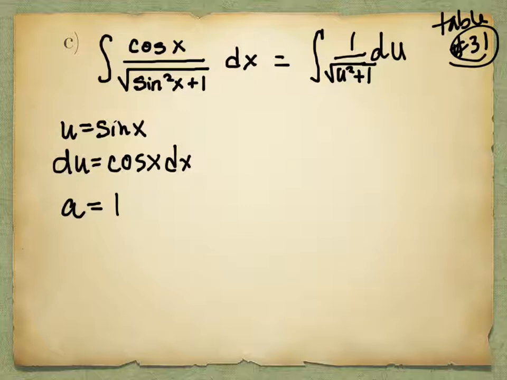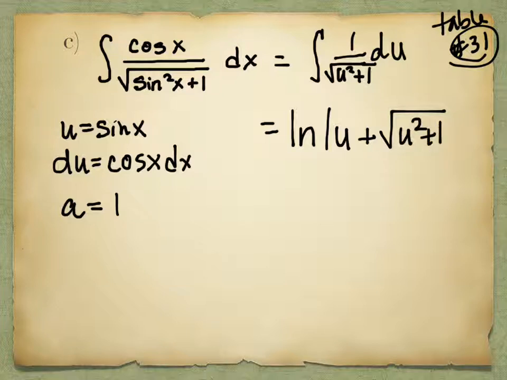This one, the order stays the same. It still has the positive on top. So because our problem has a positive in it to begin with, it will have a positive in it as part of our answer. So then using the table number 1, I've got the natural log of the absolute value of u plus the square root, the same square root I have, so it's u squared plus 1, because a is 1. All that plus c.